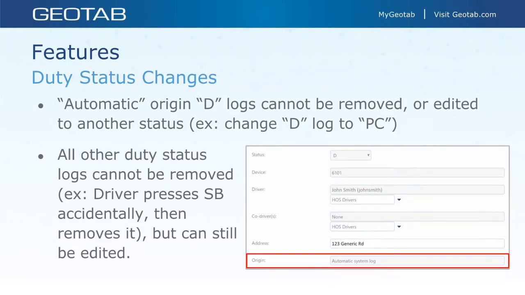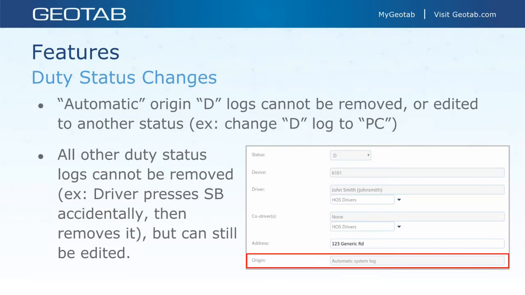So this is on the database side. Automatic origin drive logs cannot be removed or edited to another status, which means when the vehicle goes above 5 miles an hour, it puts them on drive. That's it. You can't change that. And that is part of the ELD mandate. If it's generated automatically, it stays how it is.